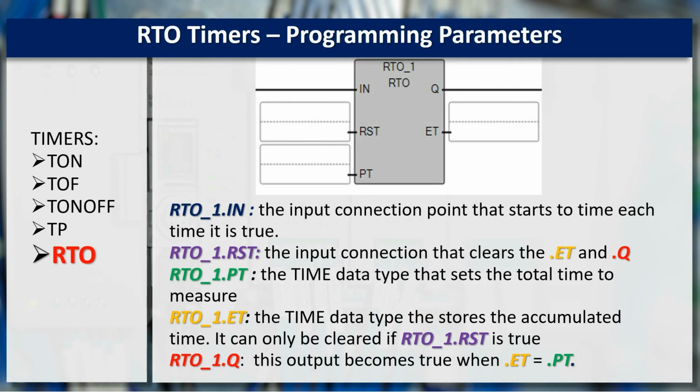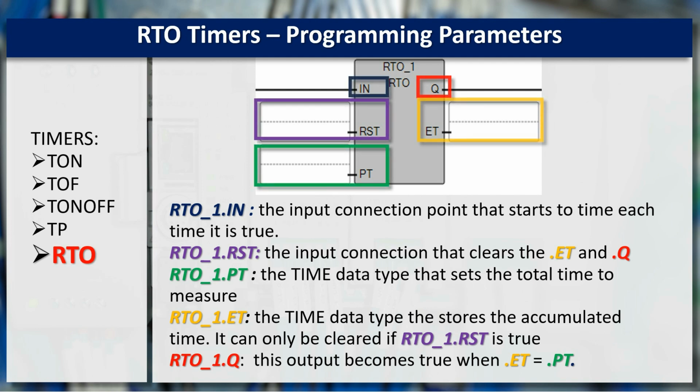The RTO timer has the following parameters. You have the RTO_1.in, which is the input connection point that starts the timer counting each time it's true. The RTO_1.rst is an input connection that, when true, will clear the elapsed time and clear the Q.